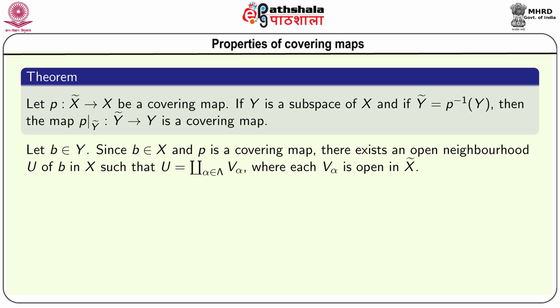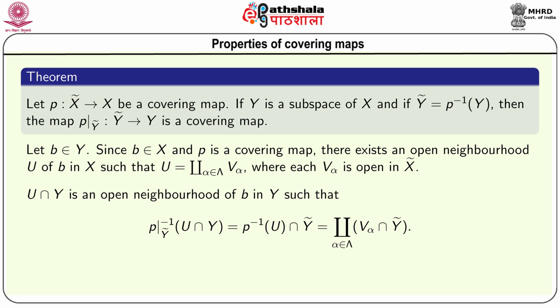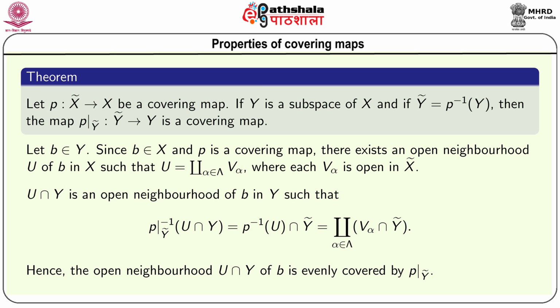Let us take a point b from Y. Since b is taken from X and P is a covering map, there exists an open neighborhood U of b in X such that P inverse U is the disjoint union of V alphas, where each V alpha is open in X tilde. Now U intersection Y is an open neighborhood of b in Y such that the inverse image of U intersection Y under the map P restricted to Y tilde is the disjoint union of V alpha intersection Y tilde. Hence, the open neighborhood U intersection Y of b is evenly covered by P restricted to Y tilde.